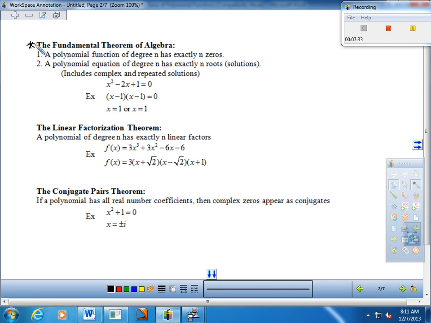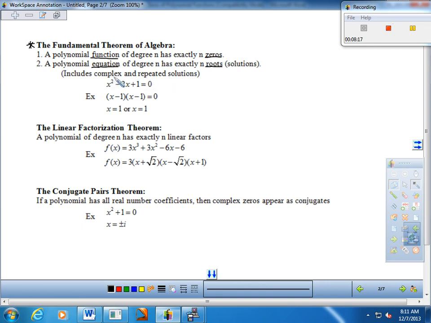So first and foremost, a polynomial function of degree n has exactly n zeros. Okay, so again, I think we kind of knew that to be the case. So a quartic polynomial function has exactly 4 zeros. A degree 7 polynomial function has exactly 7 zeros. Okay, functions have zeros. And again, by the same token, just a different way to phrase it, an equation in a single variable has exactly n roots or solutions. Again, we've talked about the phrasing before. Zeros of functions, roots of equations. And again, this includes, we have to be careful here, complex and repeated solutions.